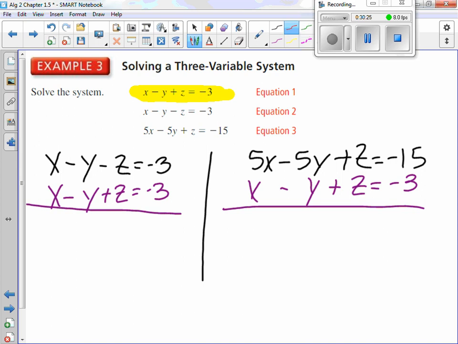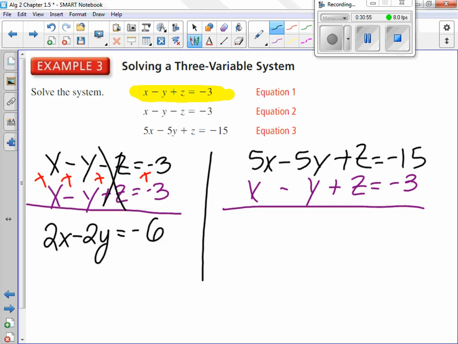And since we've chosen to eliminate z, the signs are opposite, so we add. x plus x is 2x. Negative y plus negative y is negative 2y. Negative z plus z is 0. Negative 3 plus negative 3 is negative 6.